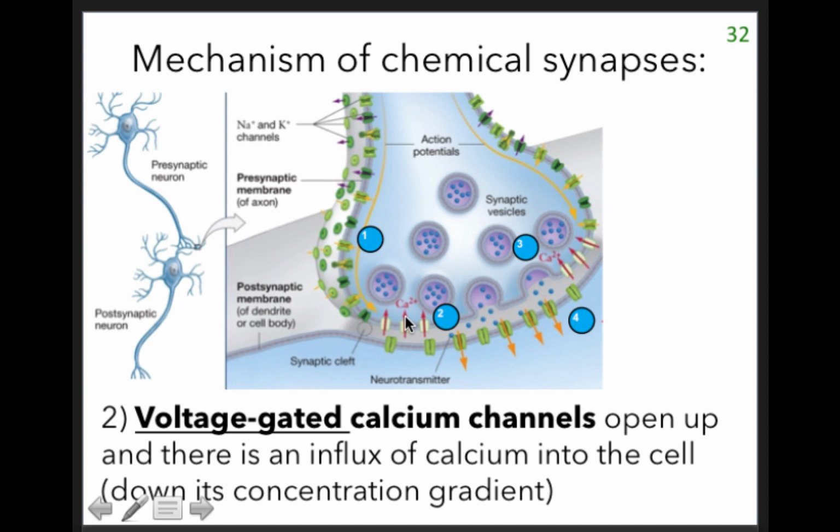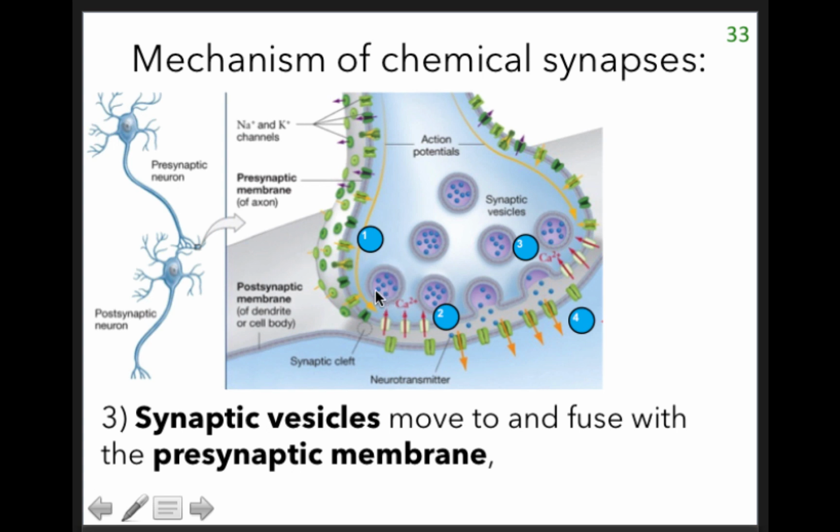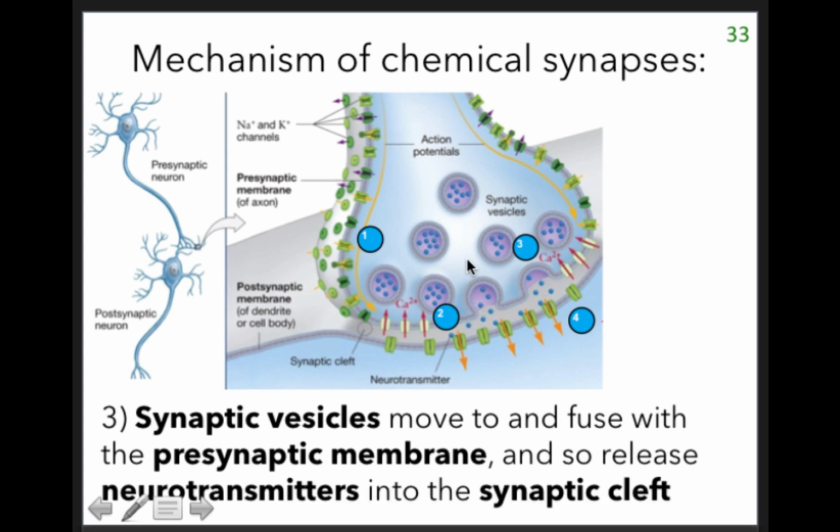So once these voltage-gated calcium channels open, calcium floods in. That flooding in of calcium is another messenger that tells these synaptic vesicles, these little membrane-bound container spheres, to fuse with the presynaptic membrane. As they fuse with it and flip inside out, all of those neurotransmitters are going to be released into the synaptic cleft, the gap between these two membranes, the little separation between the two nerve cells.